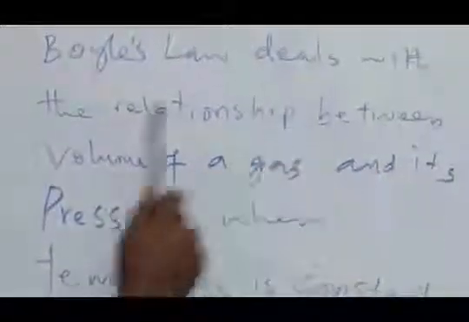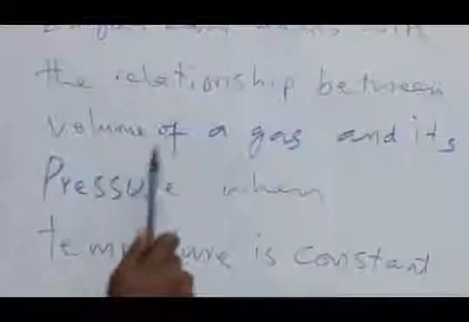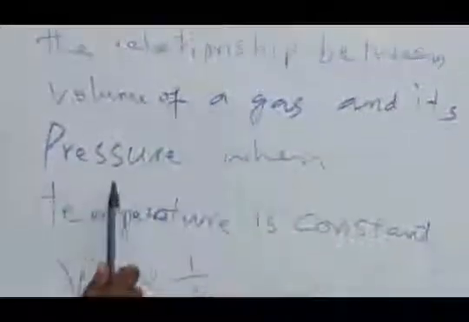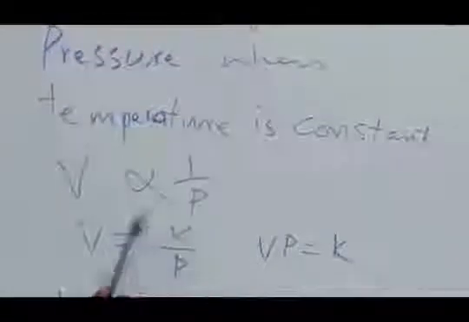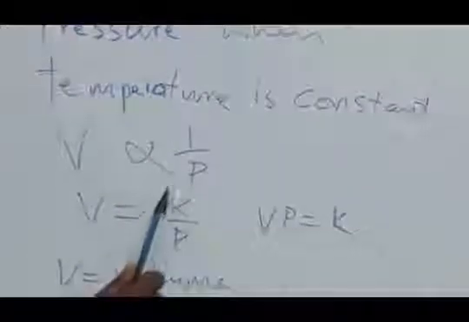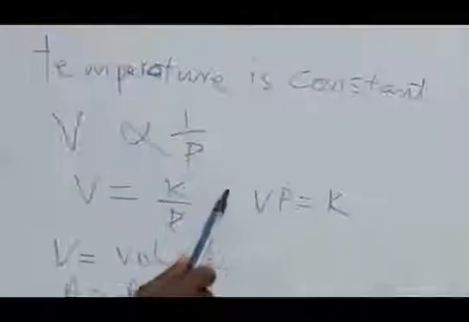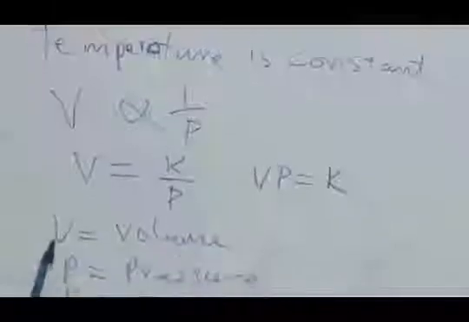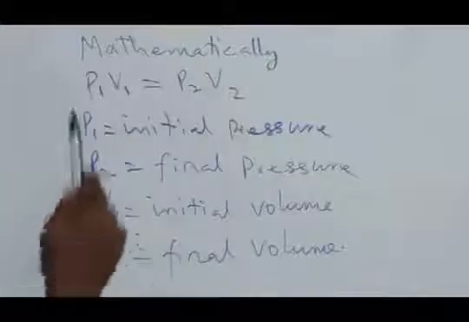Boyle's law deals with the relationship between the volume of a gas and its pressure when temperature is constant. V is proportional to 1 over P. V is equal to K over P. PV is equal to K. V is equal to volume, P is equal to pressure, and K is equal to a constant.